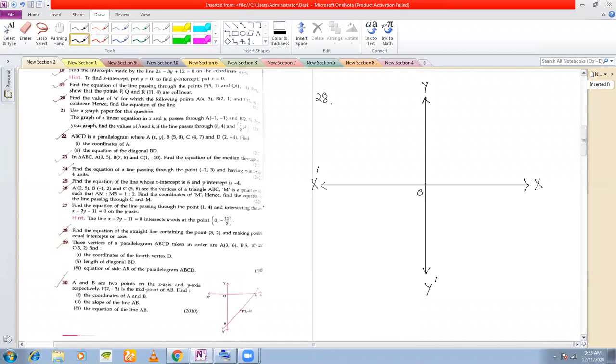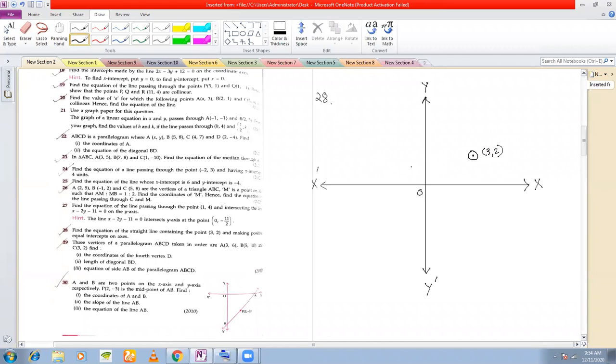Now this straight line contains the point (3, 2). Where will the point (3, 2) be? Somewhere approximately over here. Okay, so this point is my, say, (3, 2). This straight line contains the point (3, 2) and makes positive equal intercepts.